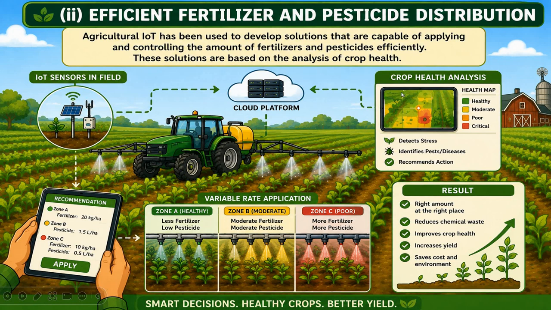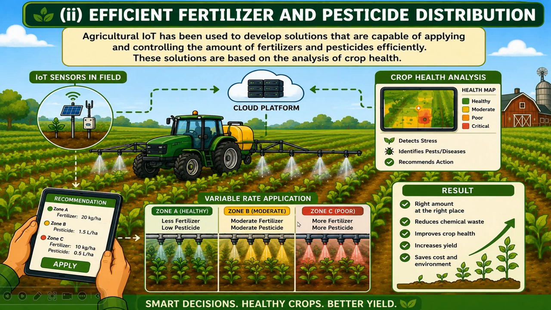The results are very beneficial. It reduces the waste of fertilizer and pesticides, lowers the farming cost, protects the environment from excessive chemical use, and it also improves the crop health and increases agricultural productivity. So overall, from this image you can see how IoT technology helps the farmers make smart decisions, use resources efficiently, grow healthier crops and achieve better yields with less effort and expense.